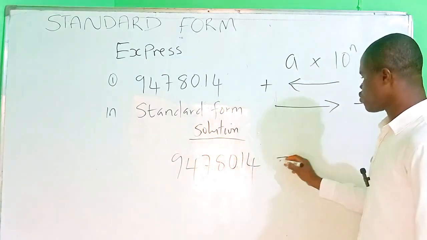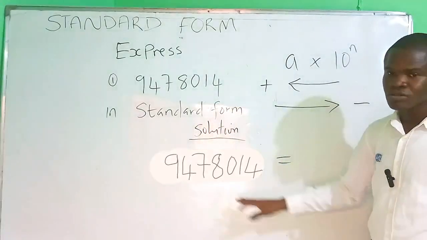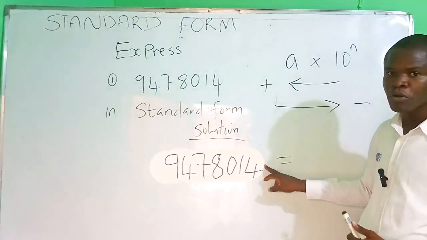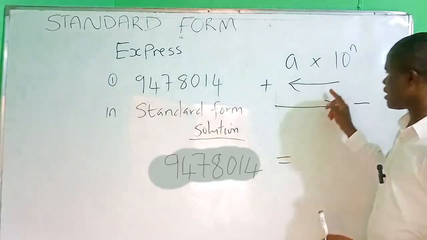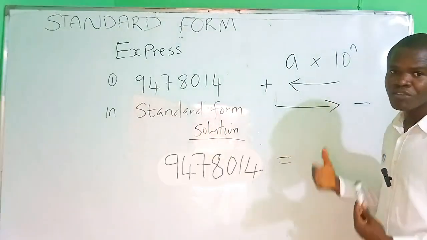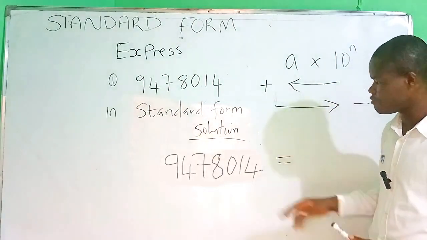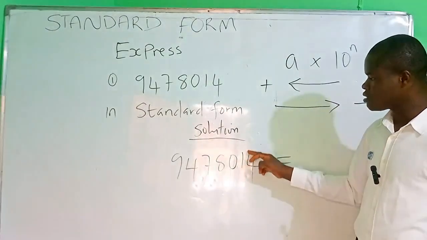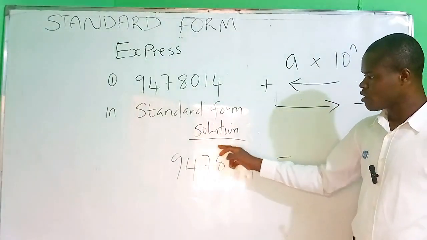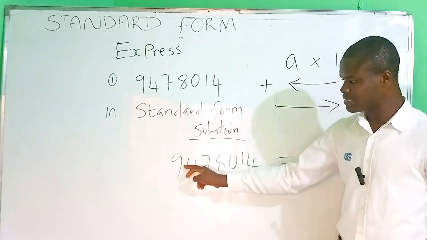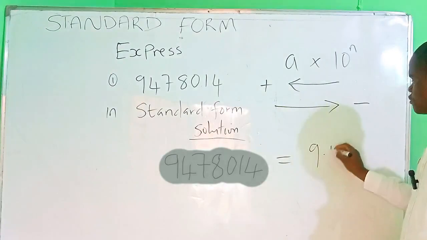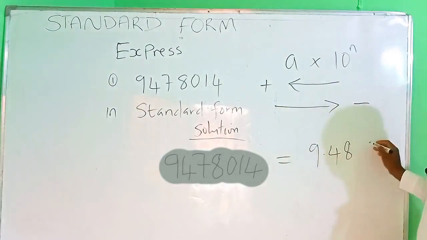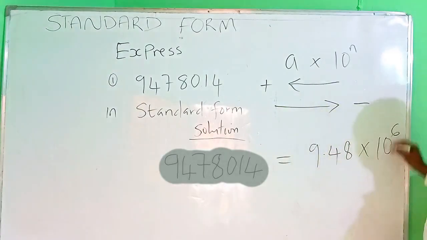So therefore, 9478014 will be equal to, since there is no decimal point, it means that the decimal point is here. So let's count. From here to here is 1. Remember, since we are moving this way, the power of 10 is going to be positive. So from here, let's go: 1, 2, 3, 4, 5, and 6. So our answer is going to be 9.48 times 10 raised to power 6.